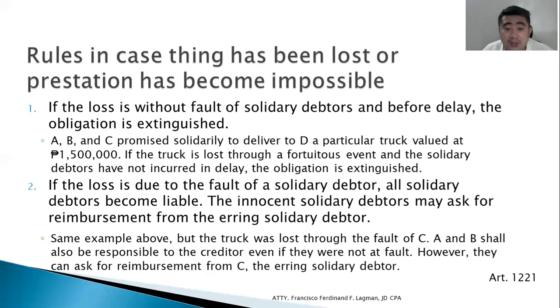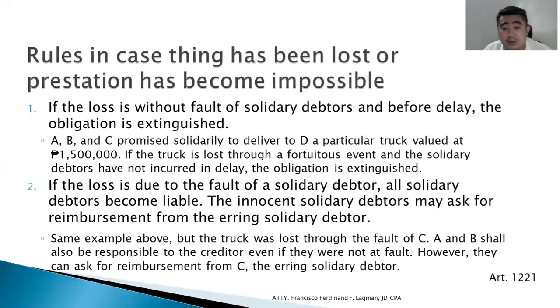But the truck was lost through the fault of C. Or let's say because he was negligent, he fired a shot, hit the truck, and it burned. A and B shall also be responsible to the creditor even if they were not at fault. A and B cannot say, wait, only C is at fault, not us. That is not allowed. Okay? However, they can ask for reimbursement from C, the erring solidary debtor.